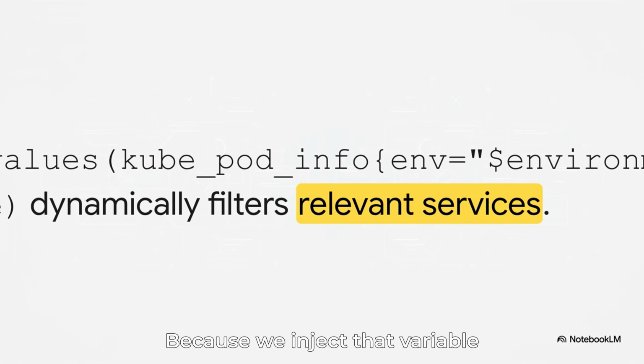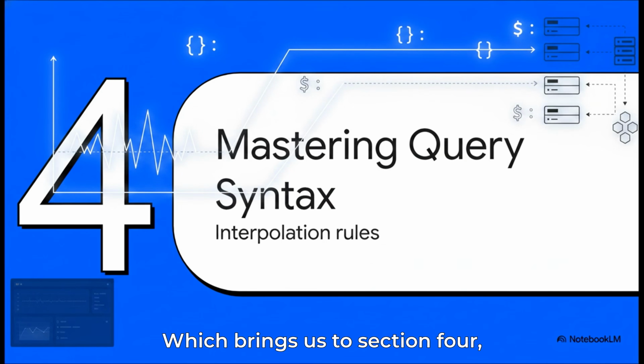Because we inject that variable directly, when a user switches the environment from staging to prod, Grafana automatically refreshes the dependent service variable. It filters out all the noise and only presents the services that actually exist within that specific production environment. It's incredibly elegant, and honestly, it just keeps your dropdowns perfectly clean. Which brings us to section 4, mastering query syntax.